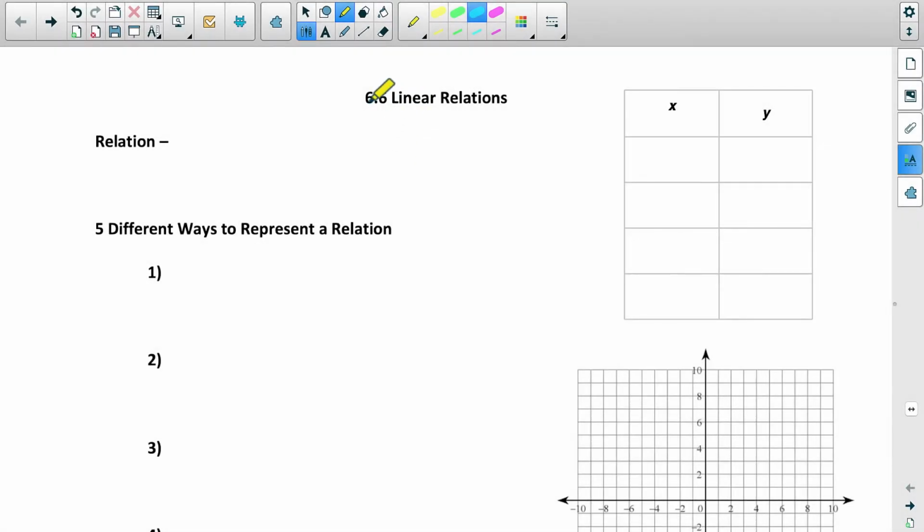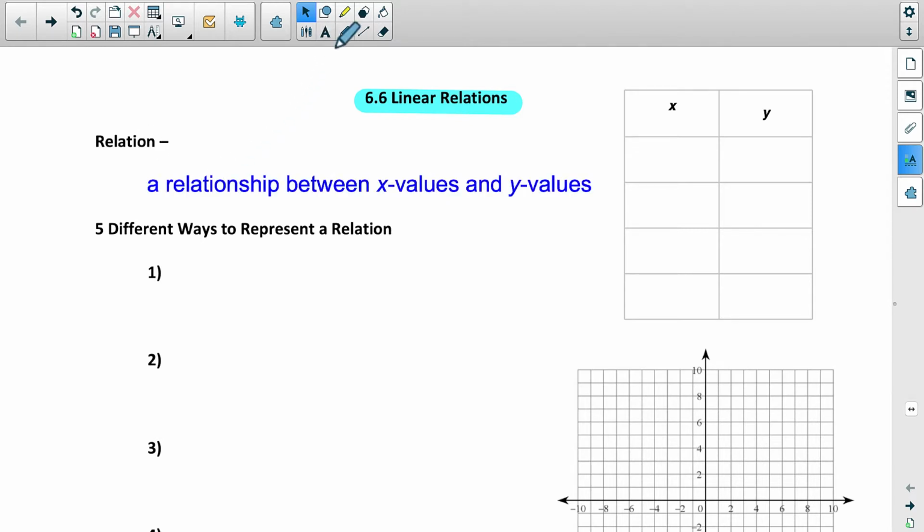Okay, we're going to talk about linear relations. So we need to define a relation. I've never been totally satisfied with this because it uses the word relationship. Come on, relation, relationship, it seems like it's the same thing. So the best I can come up with is it's like a connection. It's a relationship, or there's a connection. And specifically in math, it's a connection between x values and y values.